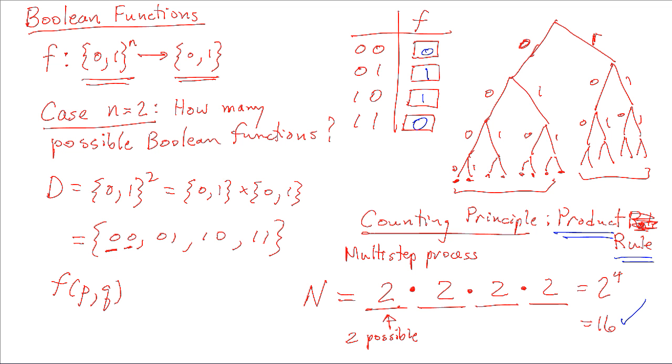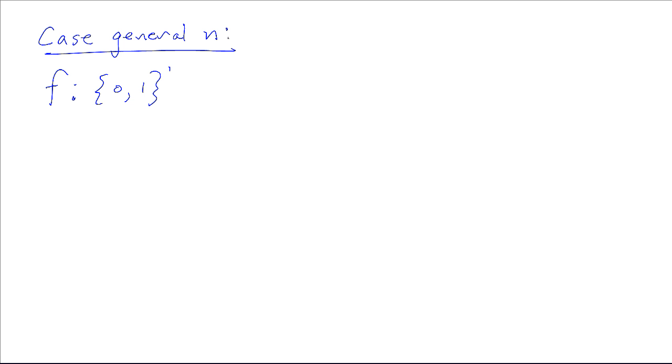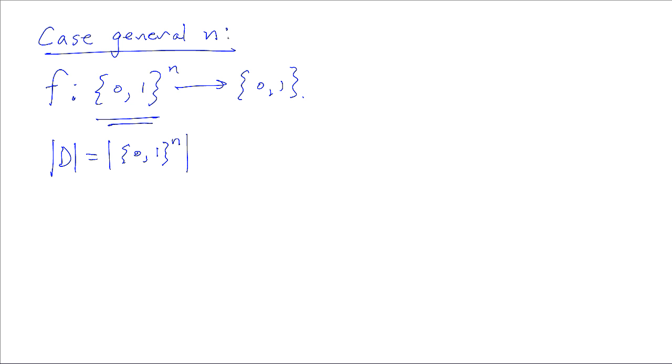And now I can go to a new page here and just briefly show you the case of a Boolean function for a general n. Then my function is mapping {0, 1} to the nth to {0, 1}. And the size of my domain, I showed you how to calculate that. The size of the domain now is the size of {0, 1} to the n. And the size of a Cartesian product is the product of the sizes of each of the sets. And this came out to be 2 to the n here.